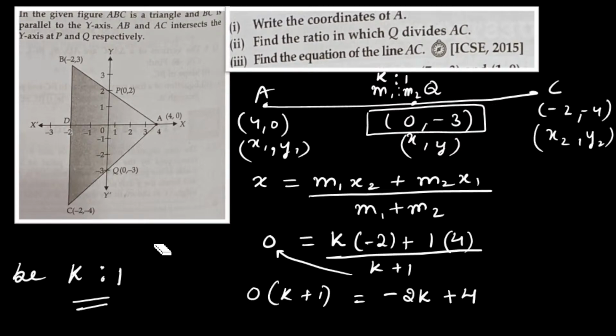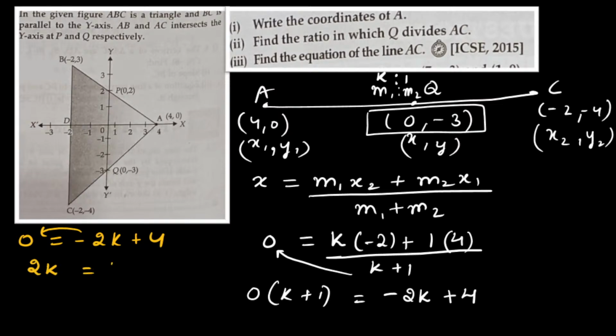Now if we multiply anything with 0, the answer will be 0 only. So 0 into k plus 1 is 0 minus 2k plus 4. Let's shift k minus 2 to other side. So minus 2k, when we shift to other side, it will become plus 2k is equals to 4. Now this 2 will shift to other side. If we shift 2 to other side, it will get divided, as on this side, it's getting multiplied. So when we do cancellation here, 2 into 1, 2 into 2.